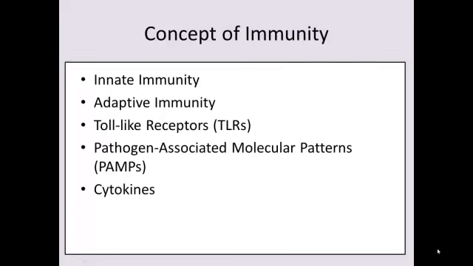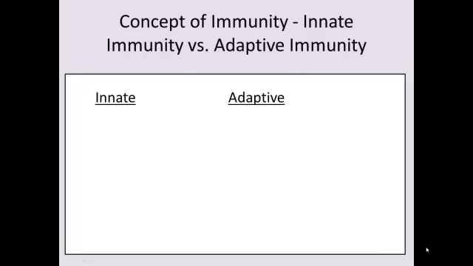Under the topic of the concept of immunity, we're going to talk about innate immunity, adaptive immunity, toll-like receptors or TLRs, pathogen-associated molecular patterns or PAMPs, and cytokines. Previous to this, especially in the previous two chapters, we've been talking about how pathogens get past our defenses and cause us disease. Now we're going to talk about immunity, which is how we fight pathogens, how we fight the foreign invaders.